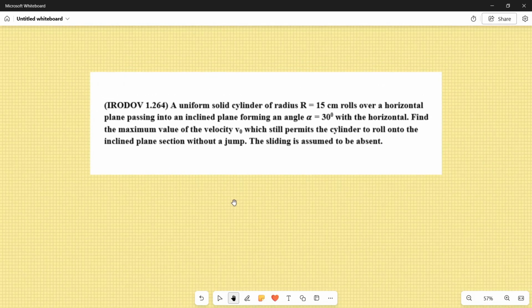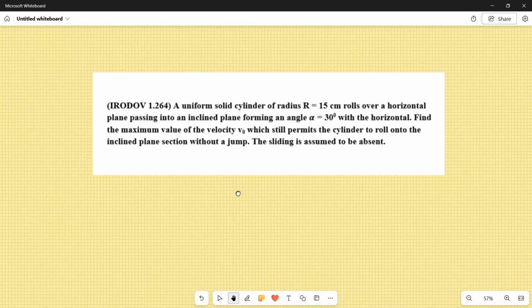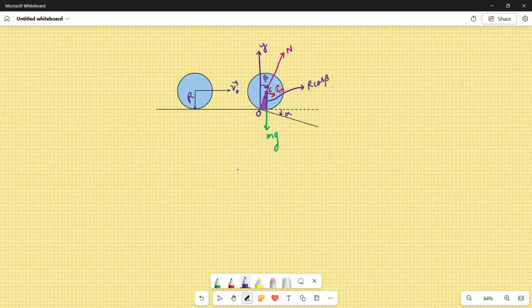Today we have here an IRODOV problem. Take your time, pause the video and read the question. After that, we'll get solving. A cylinder rolls without slipping.